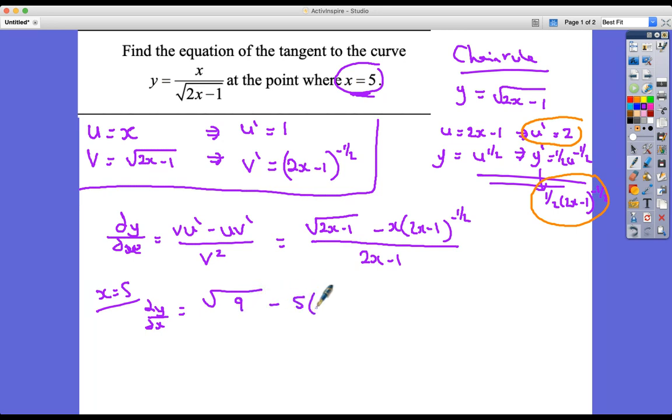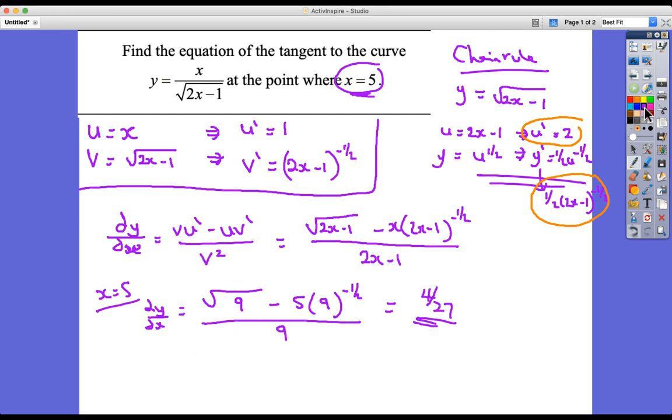And I've got 5 times 2x minus 1 again. 2 times 5 is 10, minus 1 is 9 again, to the power negative a half, over 2 times 5 minus 1 again, which is 9. Okay. And when I put that into my calculator, I get 4 over 27. Okay, 4 over 27. So my gradient is 4 over 27 here.